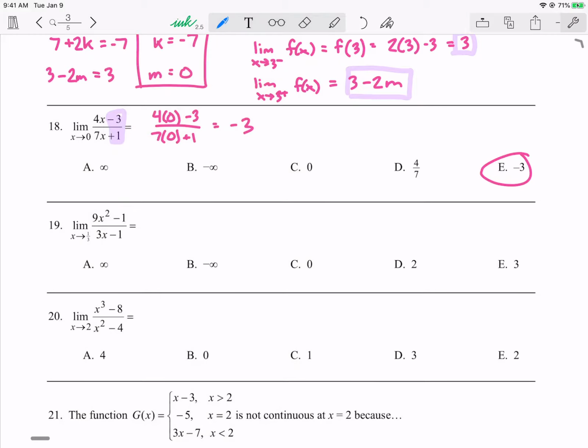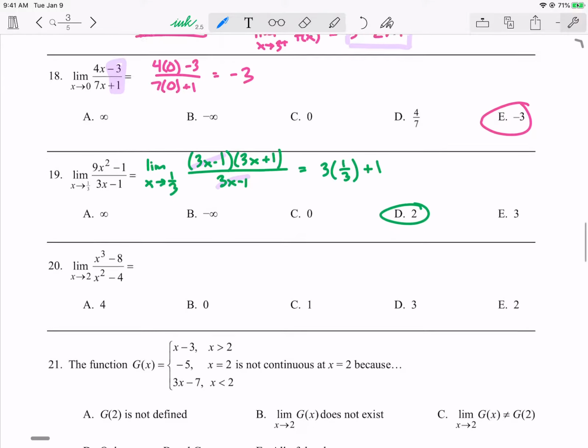Let's go to green. So the top is actually a difference of squares. It is 3x minus 1 times 3x plus 1. And conveniently, the 3x minus 1s will cancel. And then I'm ultimately just going to plug 1/3 in for x. So I've got 3 times 1/3 plus 1. So 3 times 1/3 is 1. 1 plus 1 is 2.